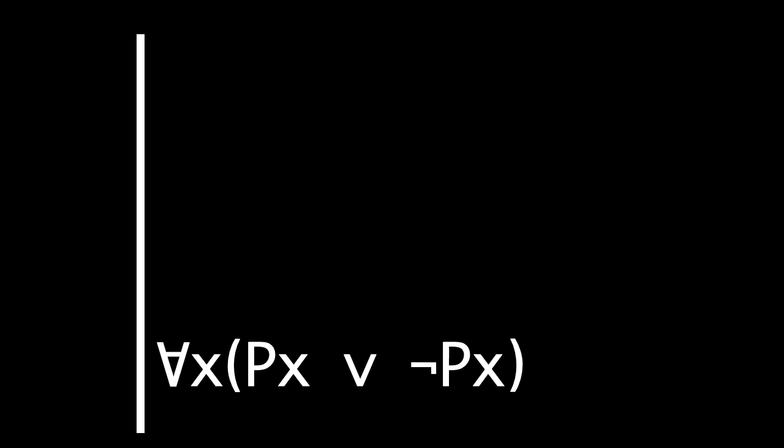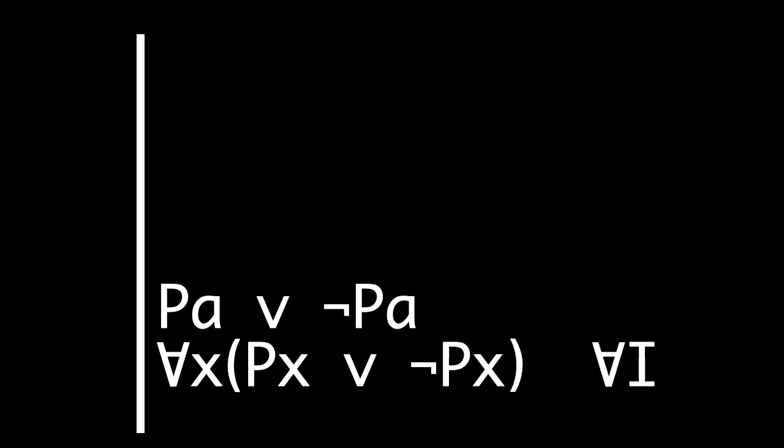What could we have had that would let us write down for all x, Px or not Px? It's a universal sentence, so a natural thought is to use universal introduction. The universal introduction rule says we need an instance of the sentence. For example, if we could get PA or not PA, then we could introduce the universal quantifier and get the sentence we need as the last line. The constant A will work here because it doesn't appear in any assumption or any premise.